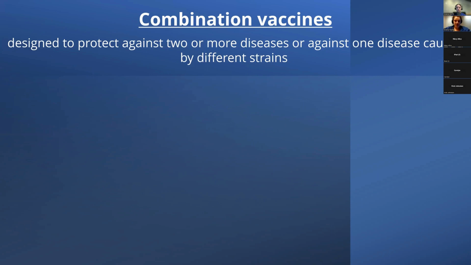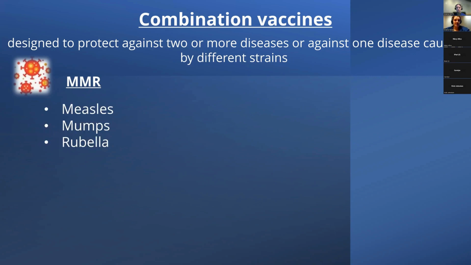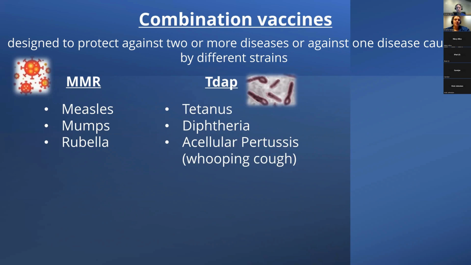So I'm going to talk about a couple of these. So the MMR, or the MMRV. The MMR vaccine is against measles, mumps, and rubella. In children, we have a similar combination vaccine that also includes varicella. So that'll be MMRV. In adults, MMR is usually the vaccine that is given. The next one is the Tdap vaccine. And so the Tdap vaccine includes your tetanus, diphtheria, and acellular pertussis, or whooping cough, if you've heard of that.